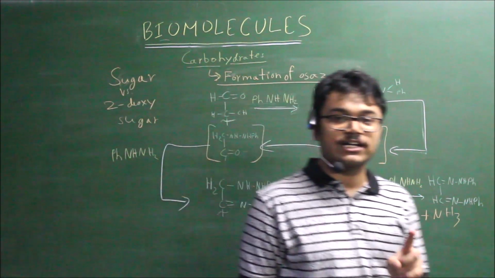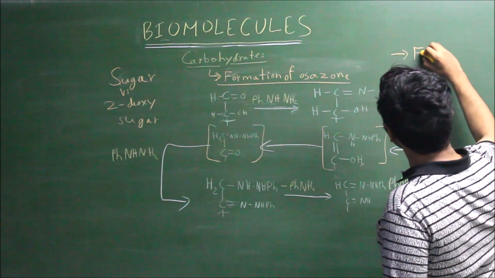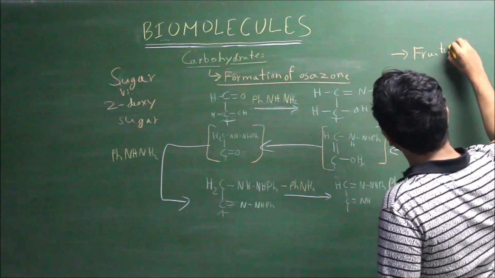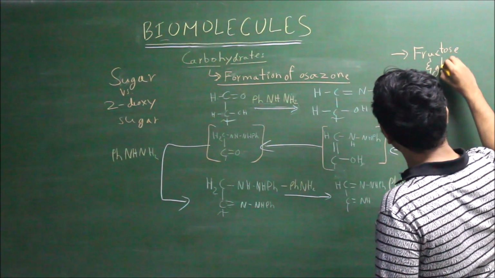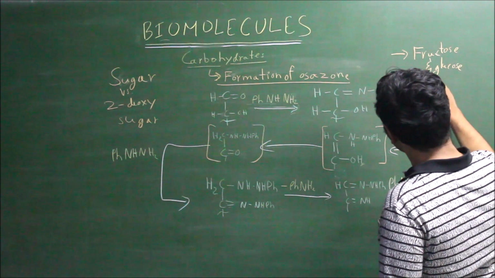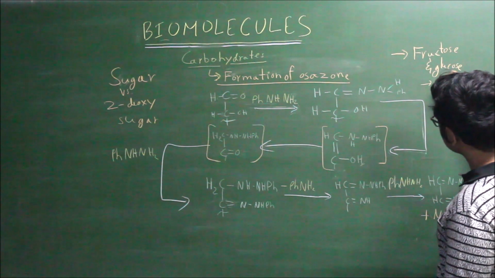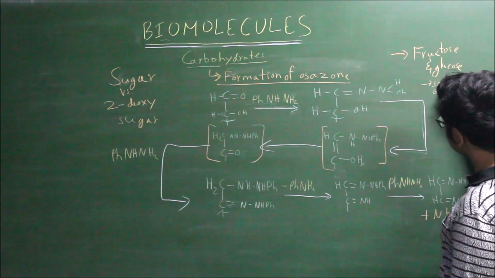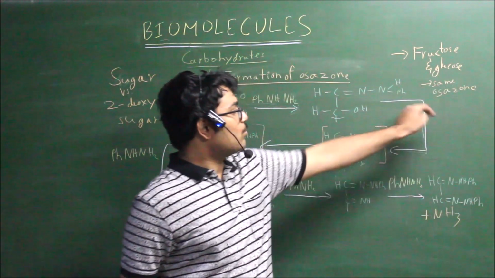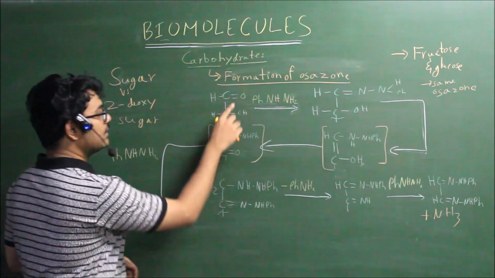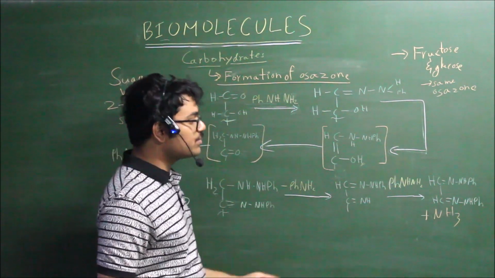There's another conclusion you should understand from here. Okay, that conclusion is fructose and glucose, these two compounds have the same osazone. Same monosaccharides. So why is that the case? Because if this was fructose, then there would have been OH here and the double bond down below. But it doesn't matter which one is above and which one is below. The same reaction would have taken place.